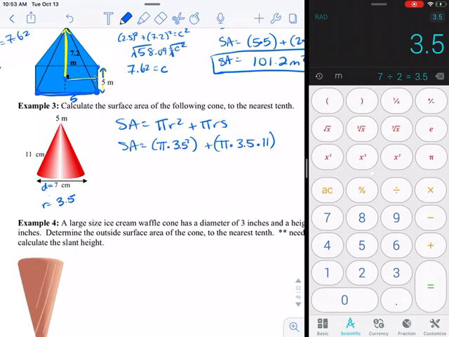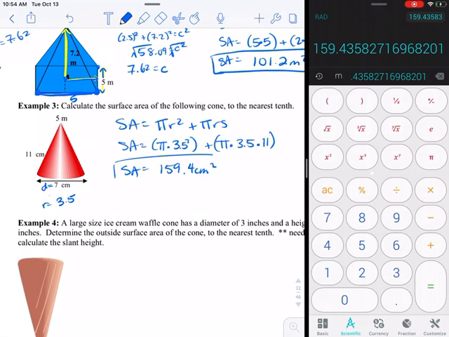So let's punch this into the calculator. Pi times 3.5 squared plus pi times 3.5 times 11. 159.4 centimeters squared.